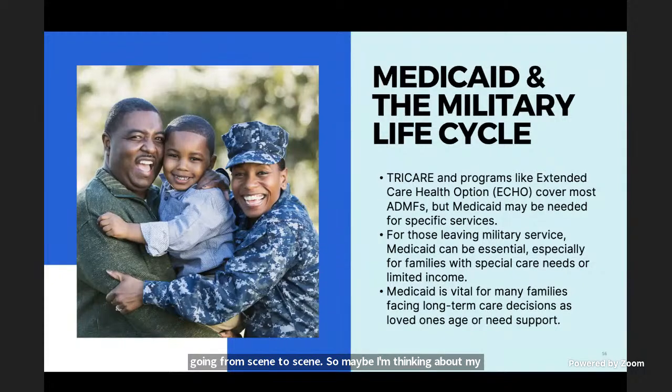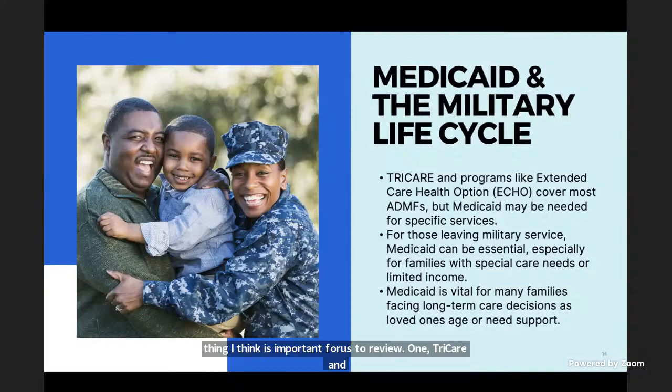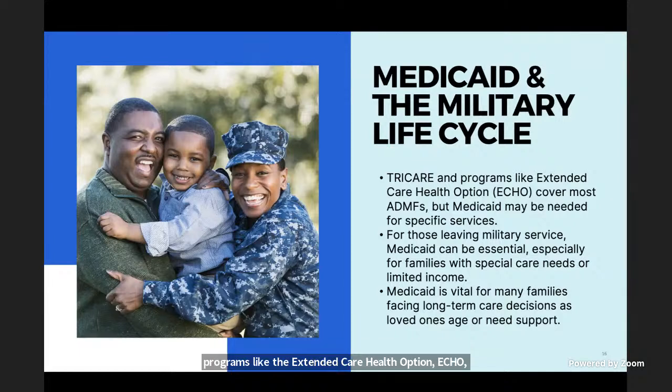If you think about Medicaid in the military life cycle, this is another thing that I think is important for us to review. TRICARE and programs like the Extended Health Care Option, ECHO, provide coverage for most active duty military families. We're focused on active duty military families today in our presentation. But there may be times where Medicaid is needed to augment or supplement those services. So this relationship between TRICARE and Medicaid is complex.